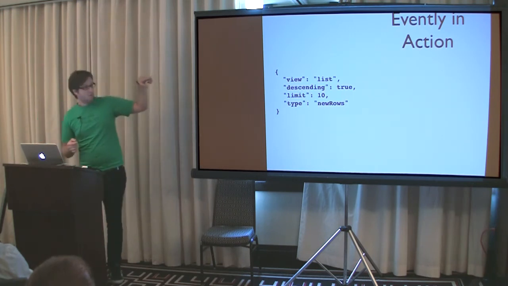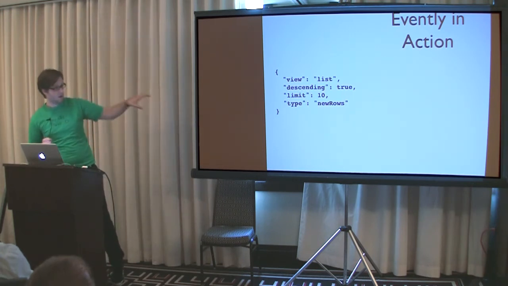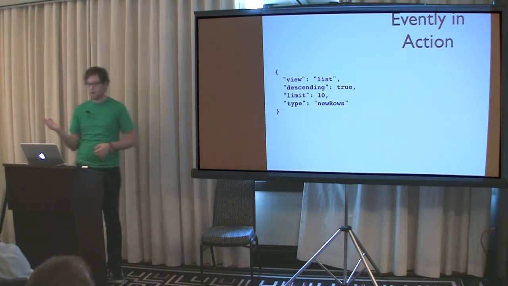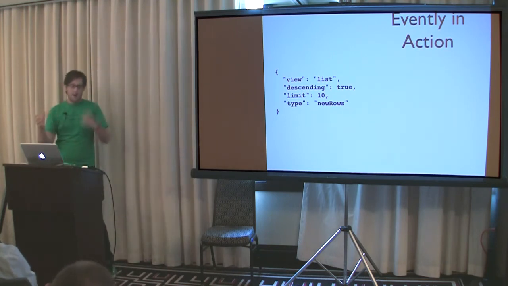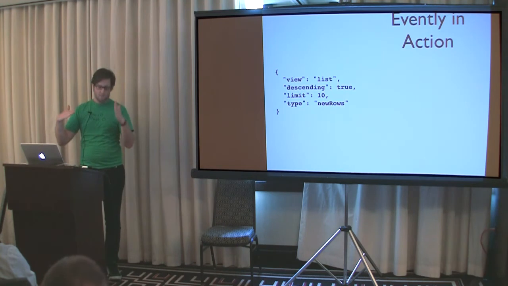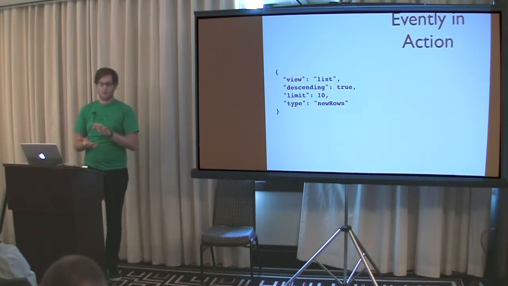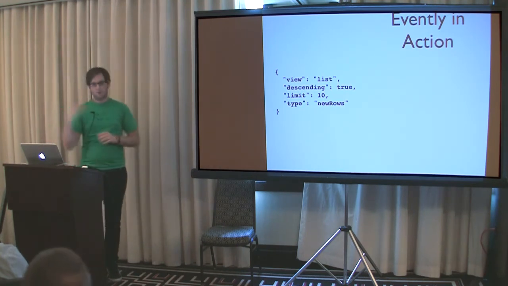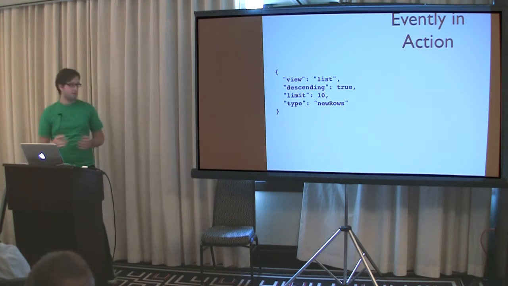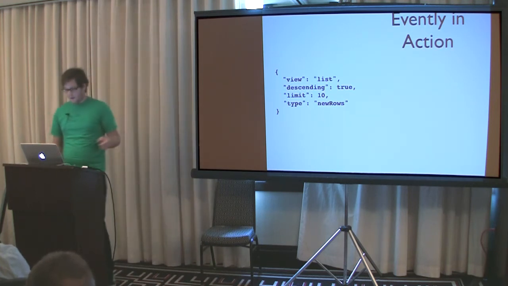And we tell Evently that we only want new rows. So Evently is smart enough to figure out if you already have a row from your view result displayed in your application and doesn't fetch it again. So you don't end up with duplicate data in your list. So it's a little bit smart on that end.